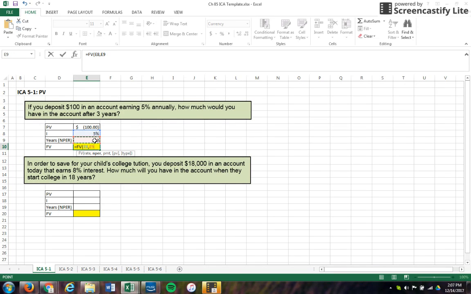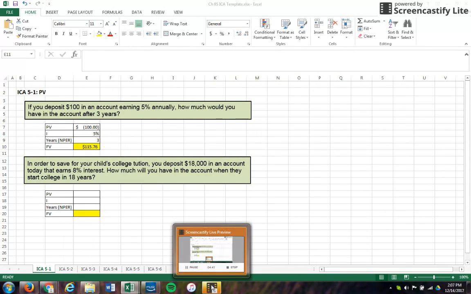Once I enter E9, I press comma again. The next argument is payment, which we don't have. So I'm just going to hit a second comma there. And then it needs a present value of $100. Once I have those 3 arguments in, I can close the parentheses and hit enter. And that shows that if I deposit $100 in an account that earns 5% annually, we should have $115.76 after compound interest.